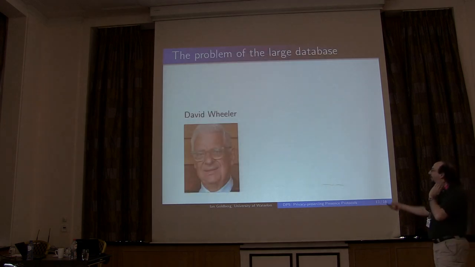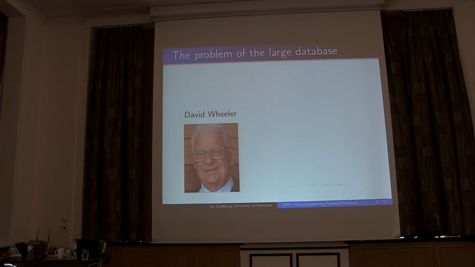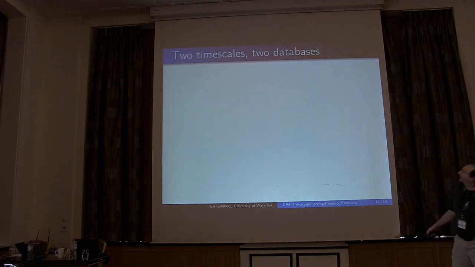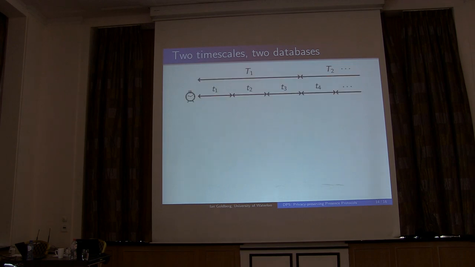Well, some of you may be familiar with David Wheeler. David Wheeler famously said, any problem in computer science can be solved with another layer of indirection. Less commonly known is his very next sentence, which is, but that will usually create another problem. So we're going to go with this part and use another layer of indirection and just kind of wing it on the other problem. See what happens. So we're going to add a layer of indirection and make 2 timescales and 2 databases. So we have the long-term epochs, capital T's, and the short-term epochs, lowercase t's. The capital T's, here they're pictured as being like 3 short-term, but in reality they're much longer.